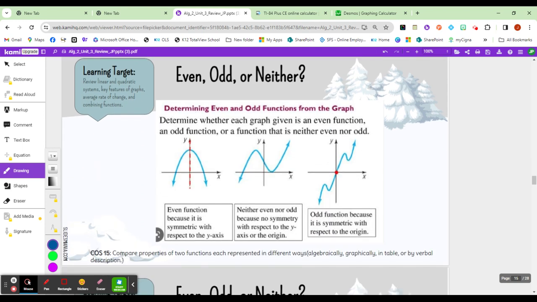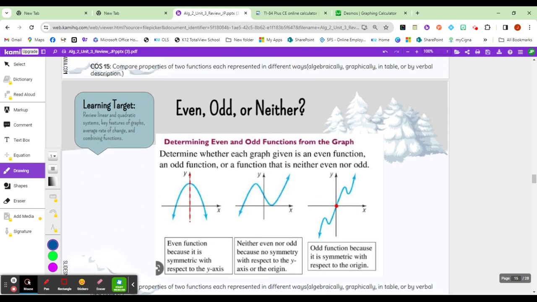This is a slide describing even functions, odd functions, and neither functions. And so I like to talk about what makes an even function even. So we'll do that first. And then we'll talk about what makes an odd function odd. And then we'll talk about what makes a neither function neither.